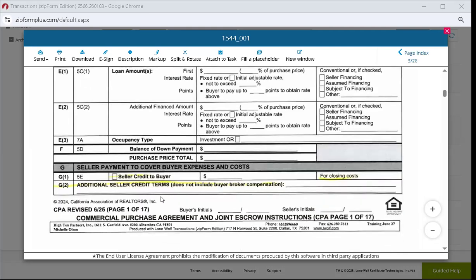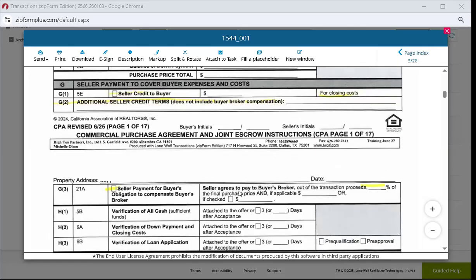Here I've highlighted a couple of things. The seller to credit buyer for closing costs on this particular agreement is down at the bottom, if that's applicable to your transaction. And additional seller credit terms does not include buyer broker compensation. So we have to be really careful that we're not adding anything in where it shouldn't be, okay? So here on this agreement, Q3 is where you would check the box for your compensation. So you check the box here and put your 2%, 3%, 4%, 5%, whatever the case may be.